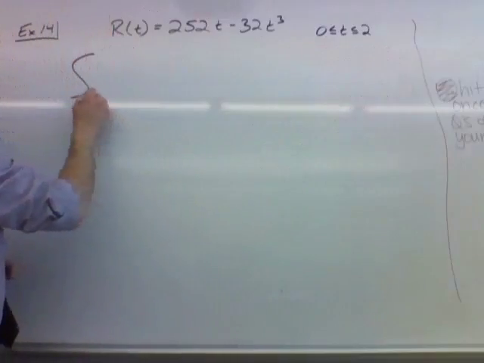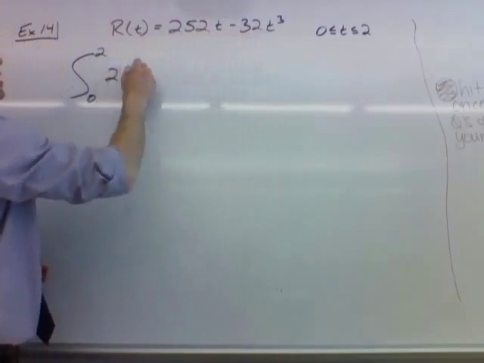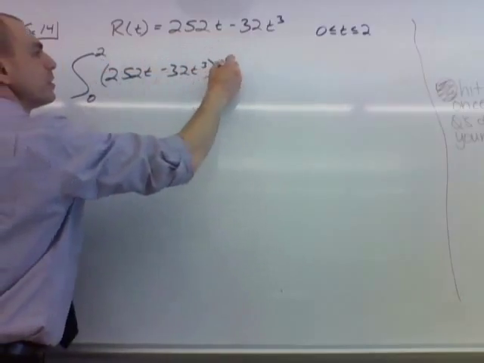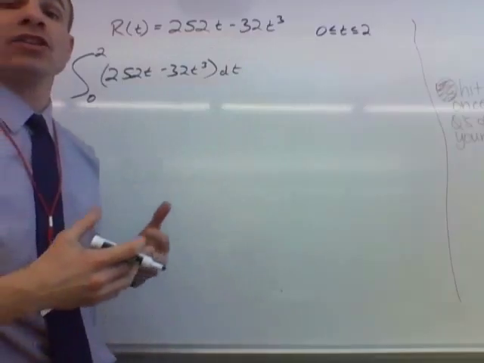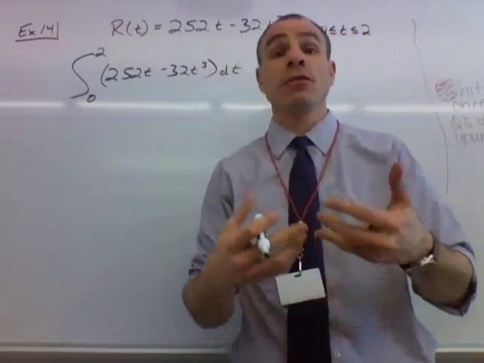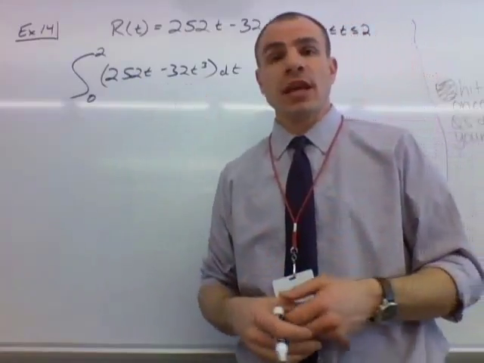All right. So we have the integral from 0 to 2, and then our rate of change is 252t minus 32t cubed. And we just need a dt after that. There we go. So we're looking to solve this definite integral. And while it doesn't have e's or sines or anything that's rather difficult to do, this is one that we can actually take care of through a basic antiderivative.